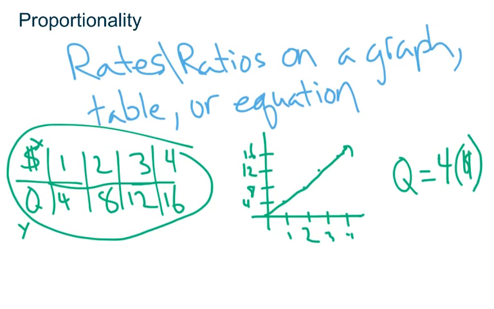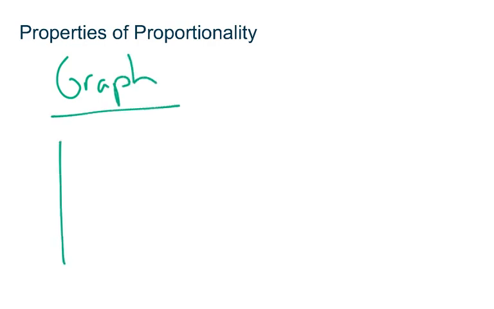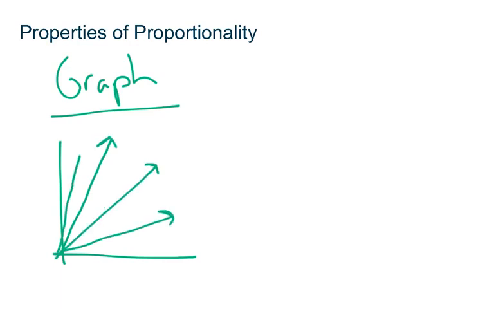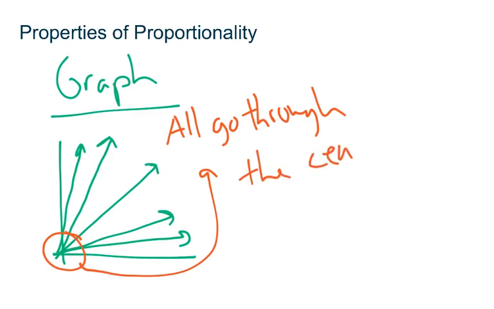There are a couple of things I want to talk about with proportionality, and that's some properties. Specifically, let's talk about the graph. Every proportional graph is going to look something like this, where it's going to be one of these lines, but notice where they all start. They all go through the center, or a more specific term, the origin.